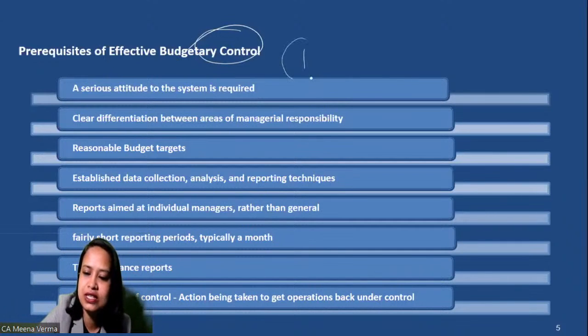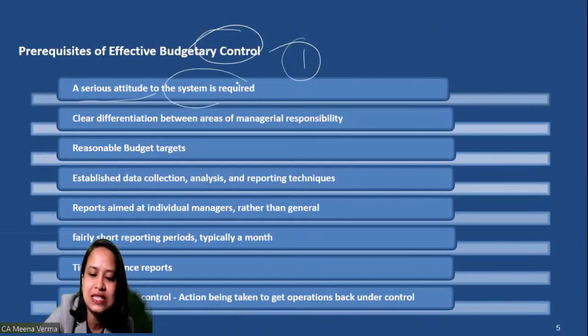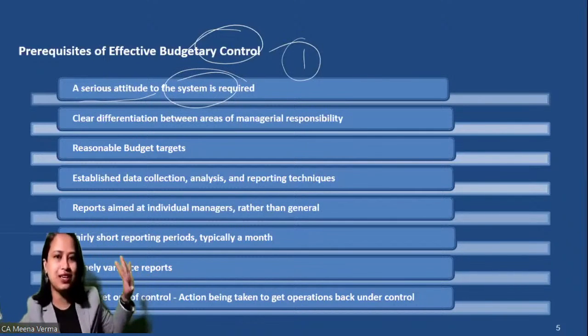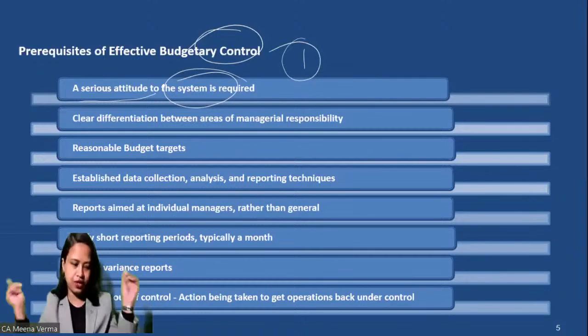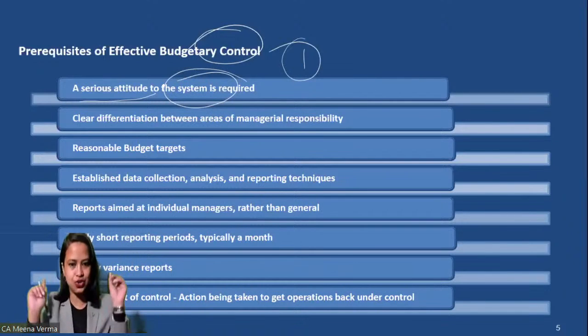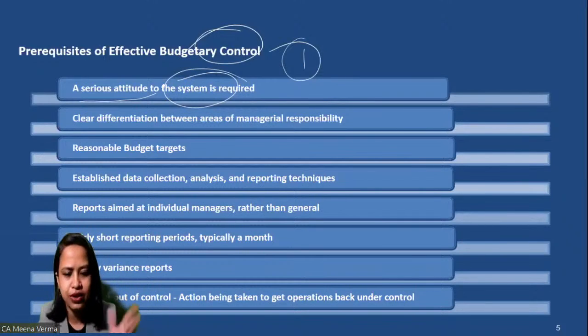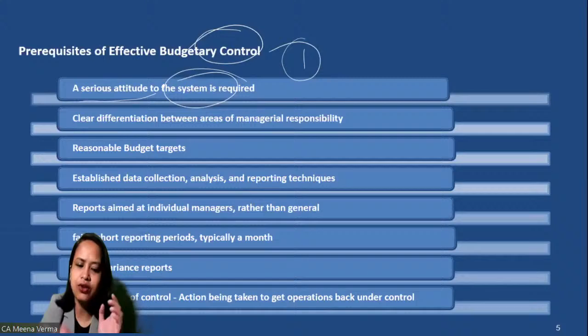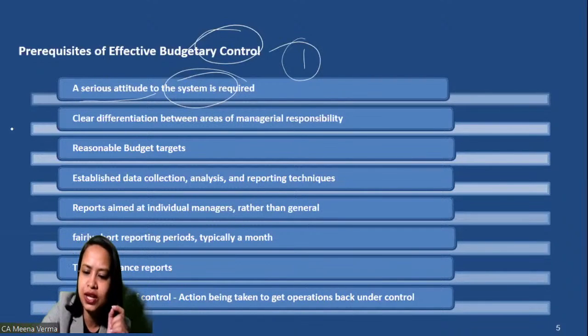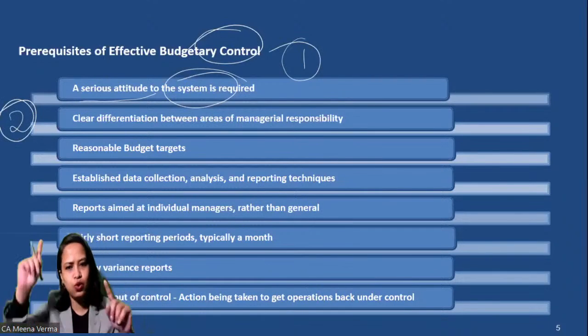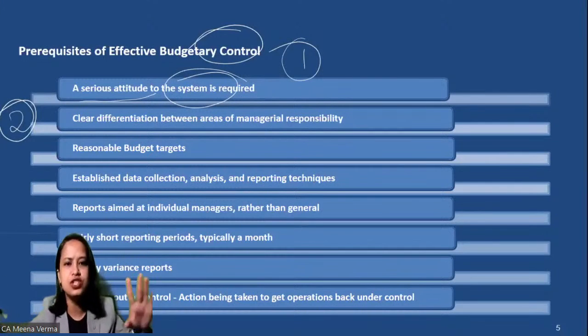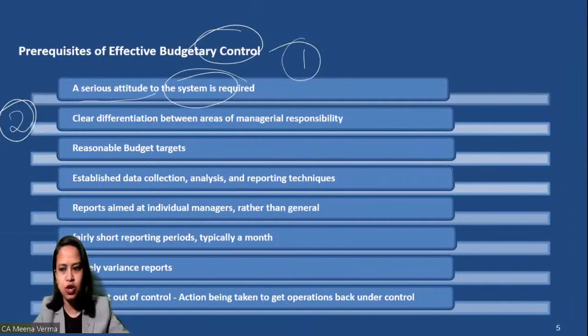So the first point, they are saying a serious attitude to the system is required. So everyone in the organization, all the people within the organization, all the departments, everyone who is working in the organization, their seriousness is important. Now the next point, clear definition of the areas of managerial responsibility. So the responsibility of every manager should be there, right? Clear differentiation. See, this is your responsibility, this is your responsibility. Every manager should know their responsibility.